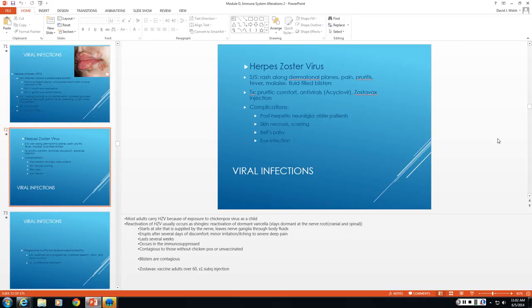Basically what happens is it starts at the site that's supplied by the nerve and leaves the nerve ganglia through body fluids, and erupts usually after several days of discomfort or minor irritation, itching, to severe deep pain. It lasts several weeks, and it can occur in the immunosuppressed, and it is contagious to those without chickenpox or that have been unvaccinated. Now, the blisters are going to be contagious.